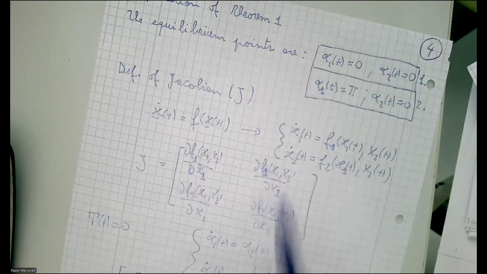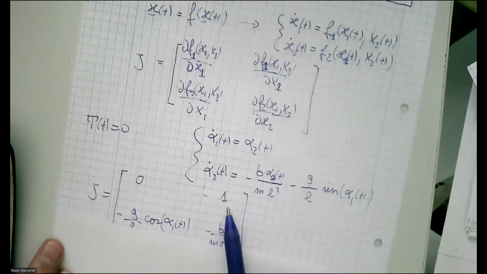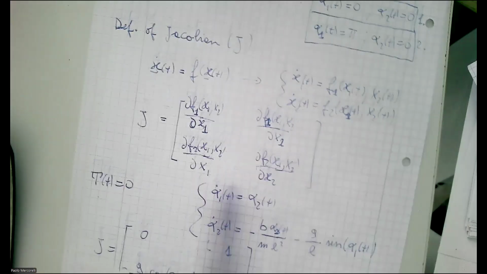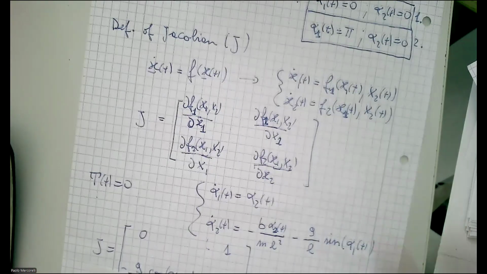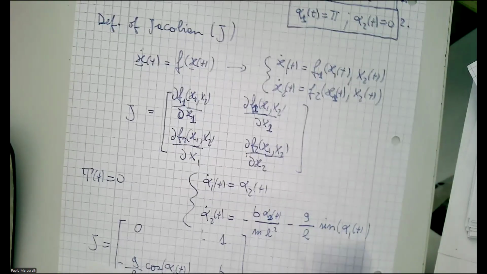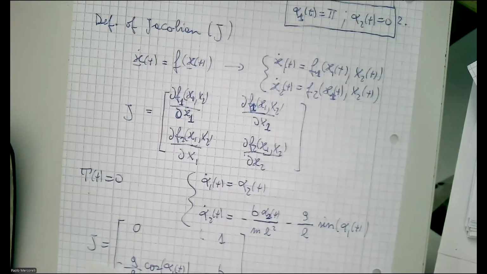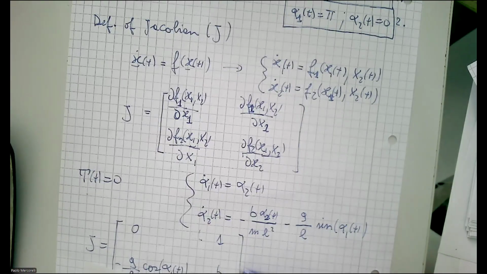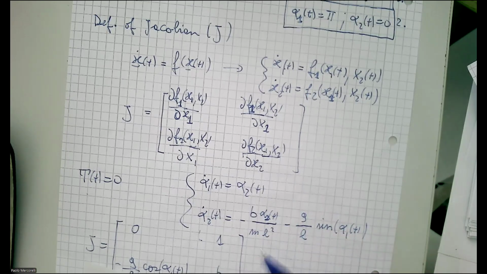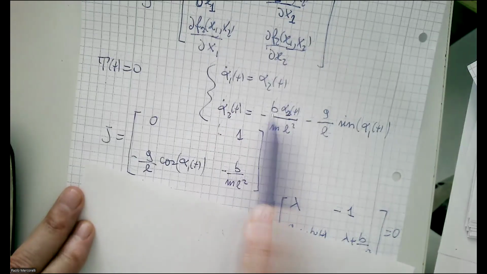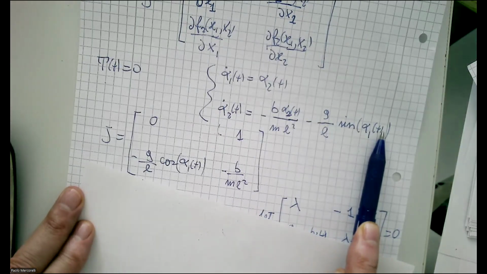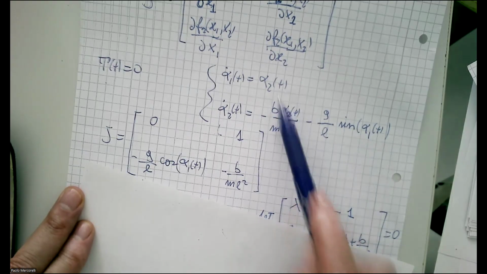The derivative of f1, which is alpha 2, with respect to alpha 2 is 1. If I apply this definition to the second component of the field, the field of this system consists of two components, a vector of two functions: alpha 2, and this expression as the second component. Now, why this here? Because it's f2 with respect to alpha 1. But we know, with respect to alpha 1, that is 0.